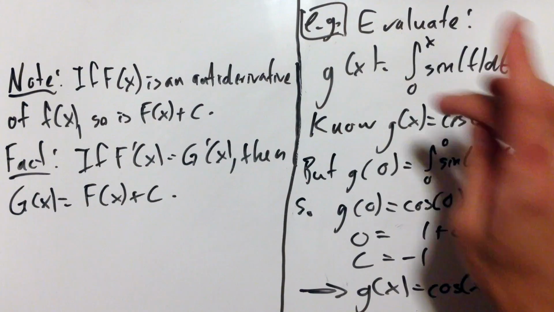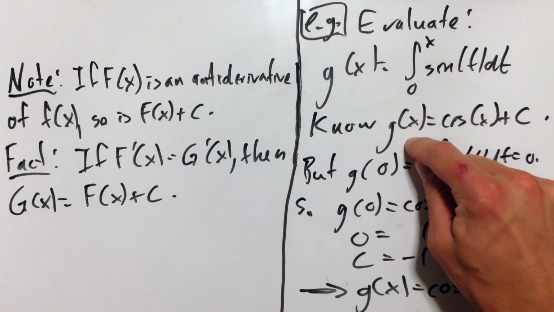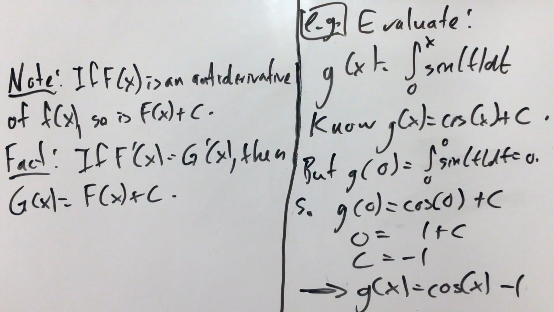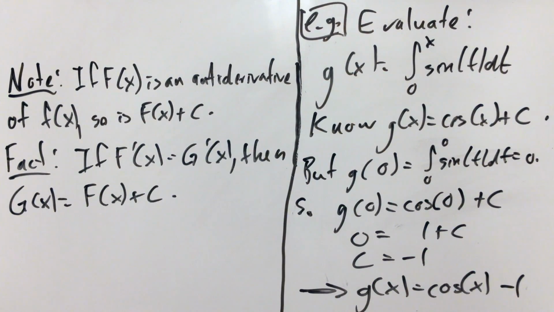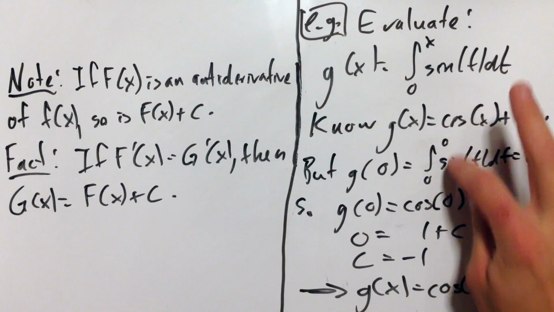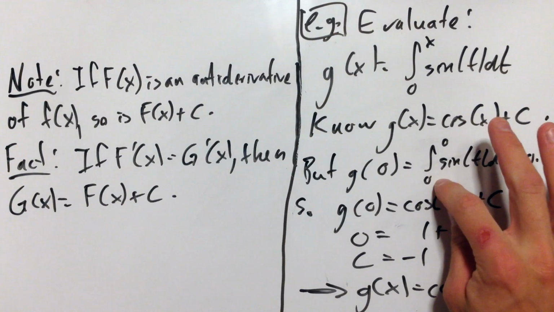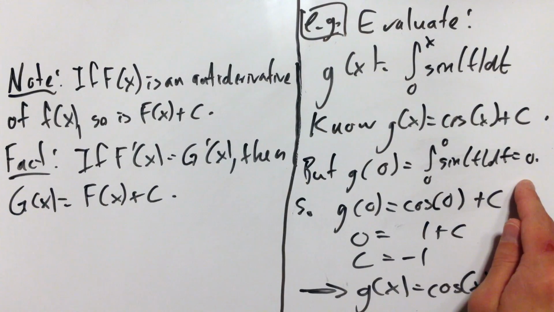So for example, this. Let's actually evaluate g of x, which is the integral from 0 to x of sine of t dt. The fundamental theorem of calculus says that g of x is an antiderivative of sine of x, and therefore g of x is equal to negative cosine of x plus some constant. However, if I plug in 0 into g of 0, and this is generally how you can do this sort of thing, I get the integral from 0 to 0 of sine of t dt, and any integral from one number to itself is equal to 0. So g of 0 is 0.